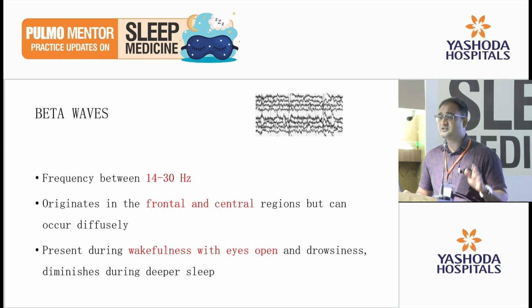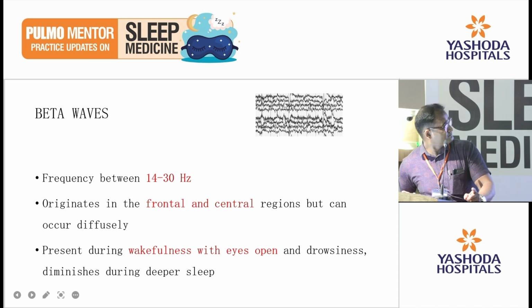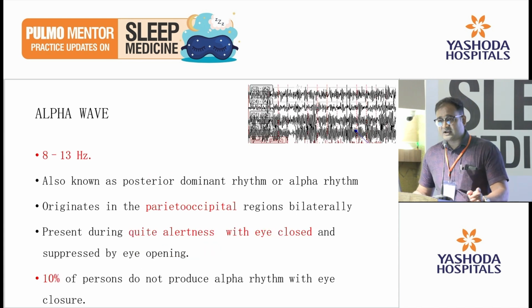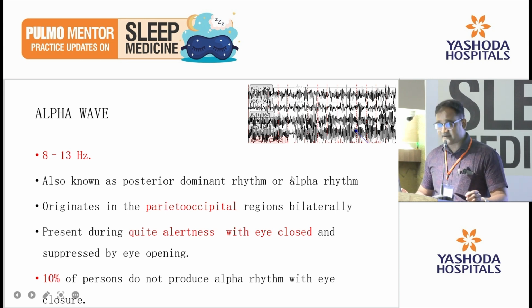It presents during wakefulness with eyes open and drowsiness, but diminishes during deeper sleep. This is how a beta wave looks. Then coming to alpha wave, frequency a bit lower, that is 8 to 13. It is also known as posterior dominant rhythm or alpha rhythm, originates in the parieto-occipital region bilaterally. It is present during quiet alertness with eyes closed.